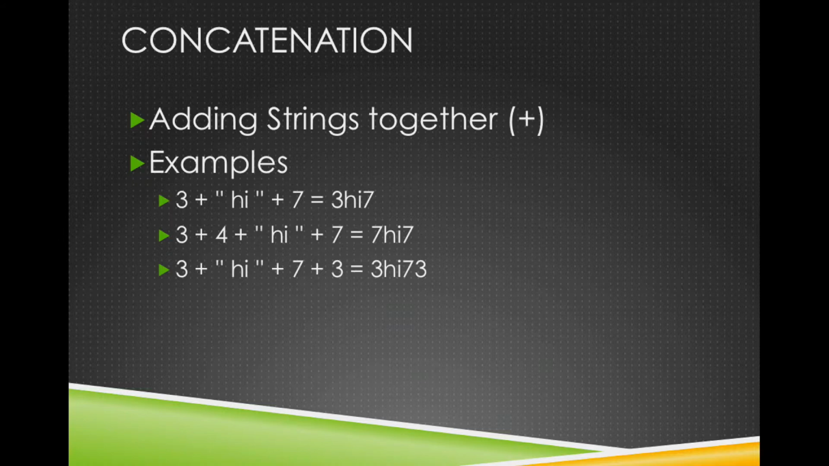And then, if you try to do 3 plus hi plus 7 plus 3, you're getting 3 plus hi, which concatenates to a string, so you have 3hi plus 7, which concatenates to a string, 3hi7, plus 3, which then concatenates to a string. You can't do 7 plus 3 before you do everything else, because you evaluate from left to right.